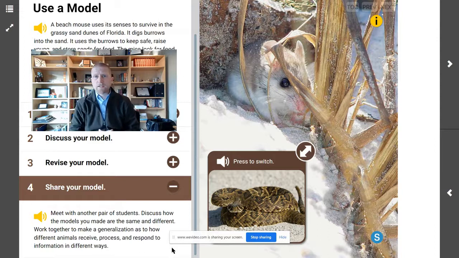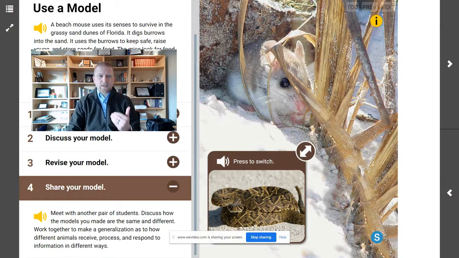And again, some of you might actually build a diorama and then take a picture of it and upload it. Some of you might draw a picture. Some of you might create an animation like I did. The possibilities are endless as to how you design your model, but your model will have to describe how animals receive, process, and respond to information.